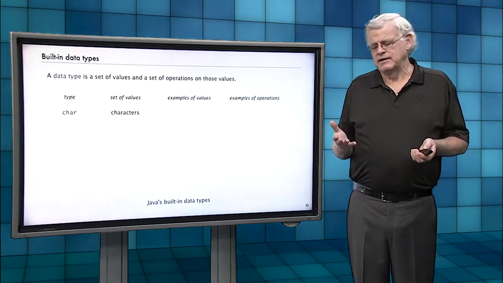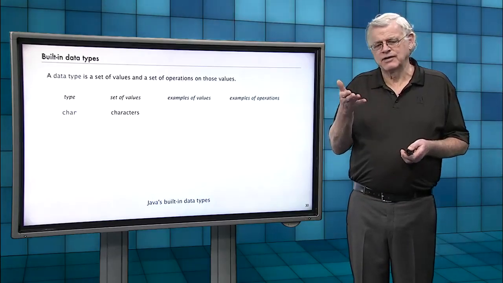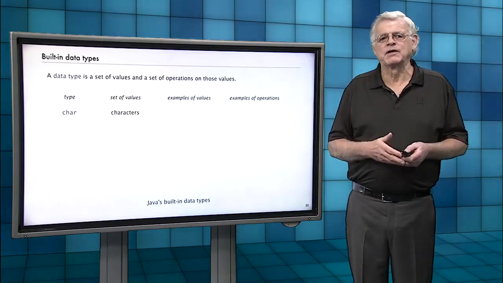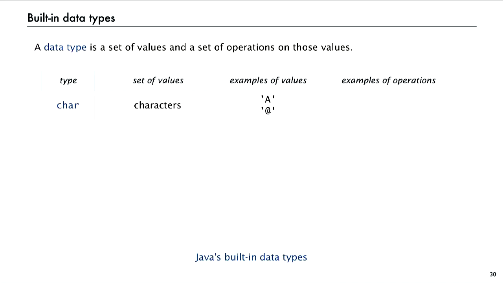So there's a type called char, and the set of values is the characters that, say, we type on the keyboard. So like A or @ or 1, 2, 3, 4, any character that you can type is of type char. Now those are the values. As for the operations you can do on those values, well, you can compare characters, and we do that to put words in order and other things like that.